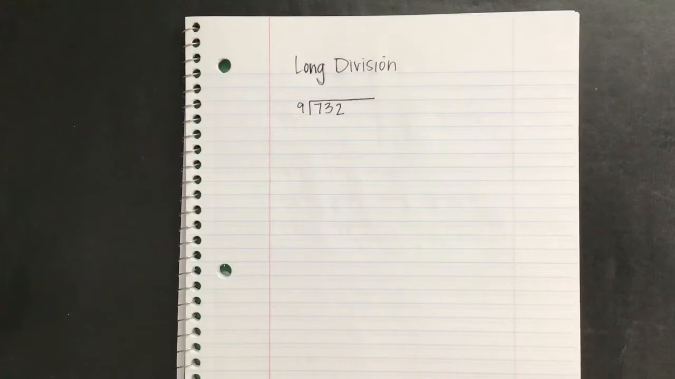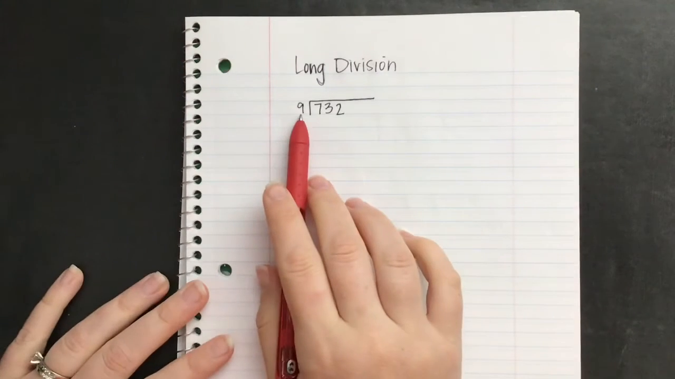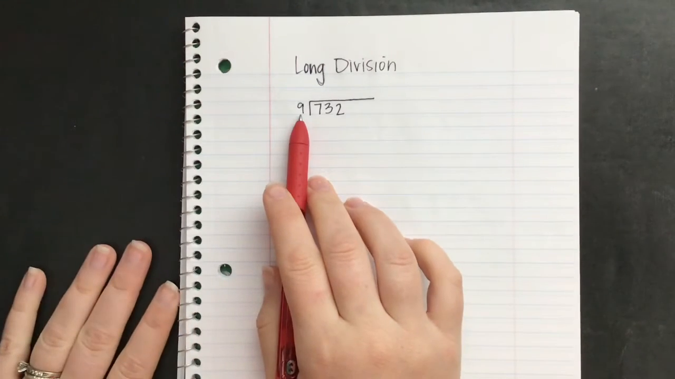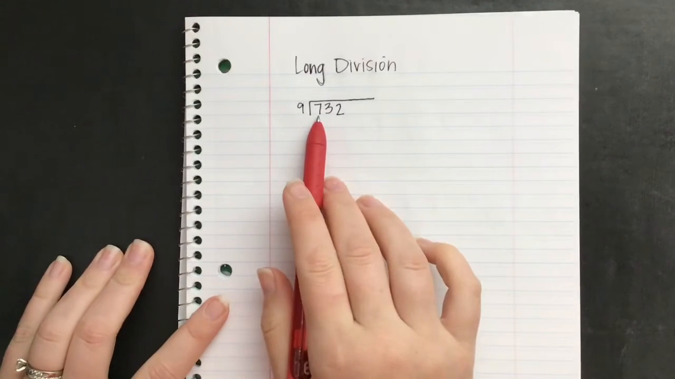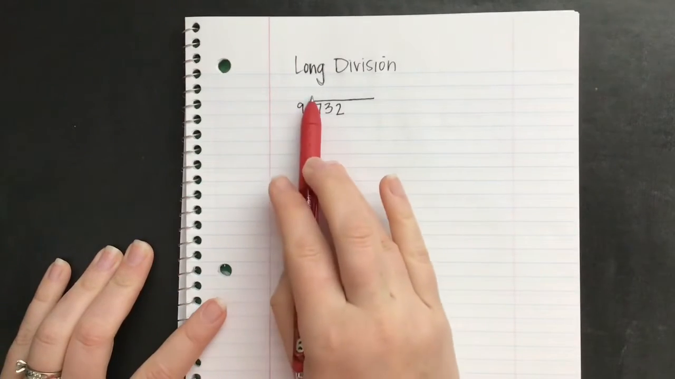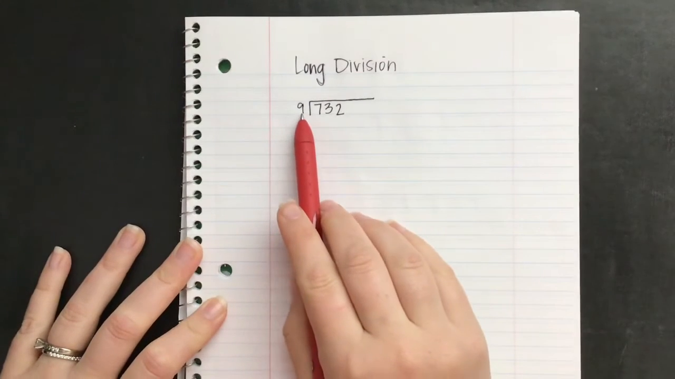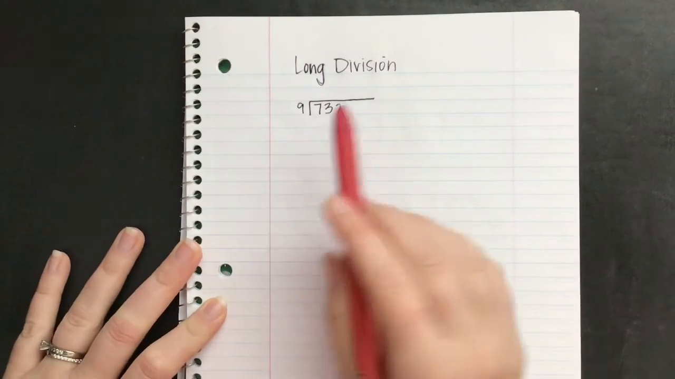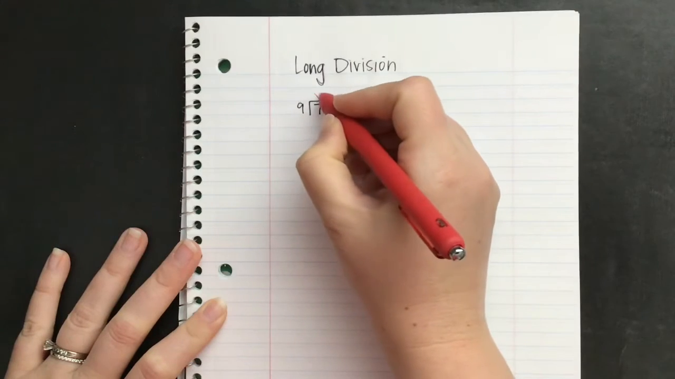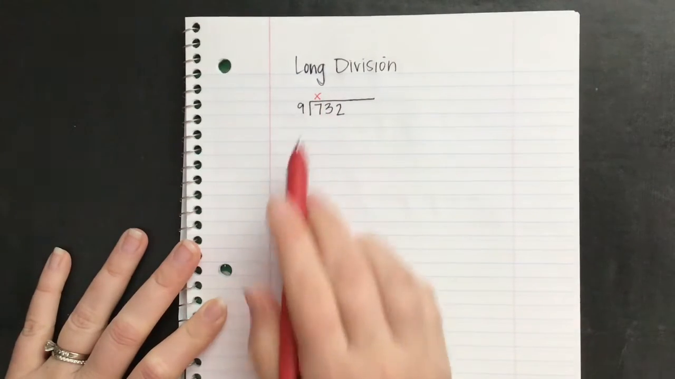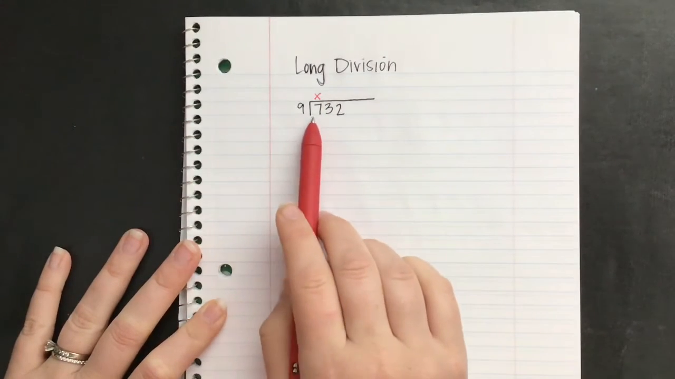Okay, here's a video on long division. We have our divisor outside, we have our dividend inside, and then our quotient is going to be on top here. So I have to ask myself, how many times does 9 go into 7? It doesn't. So I'm going to put a placeholder here above the 7, so I know there's nothing that goes in that spot. 9 goes into 73.